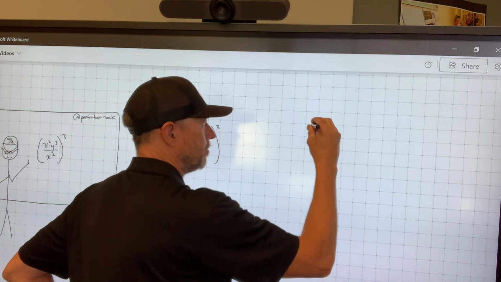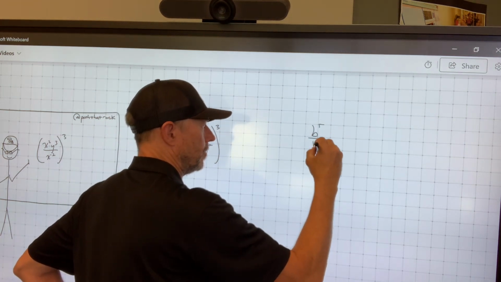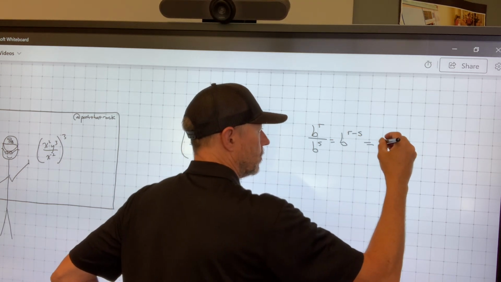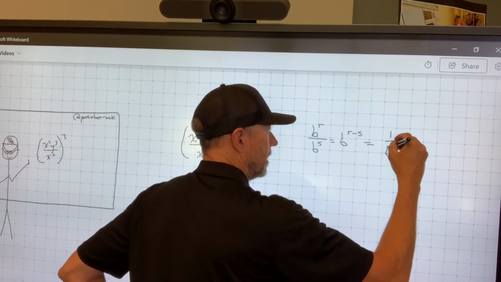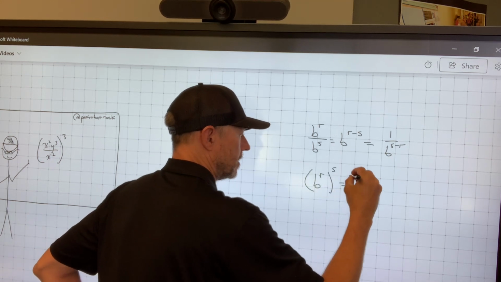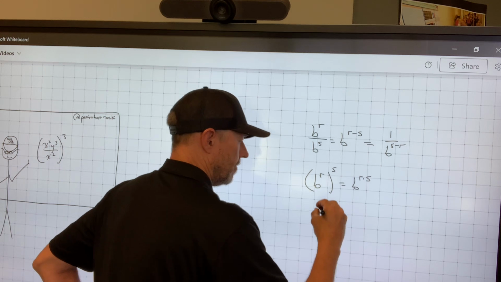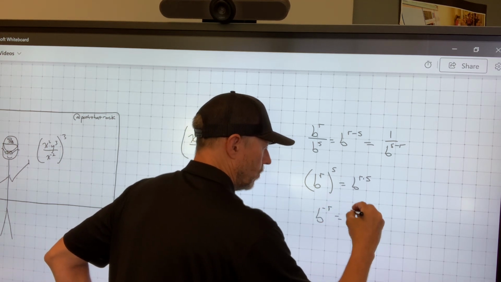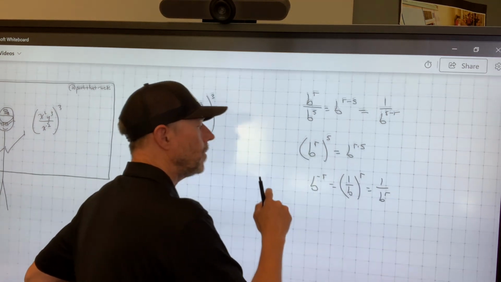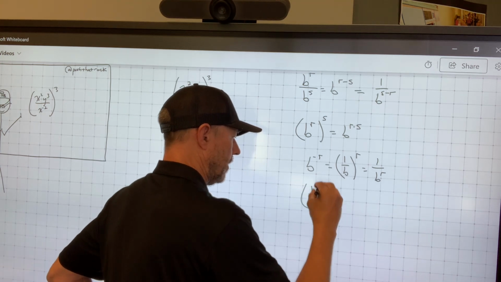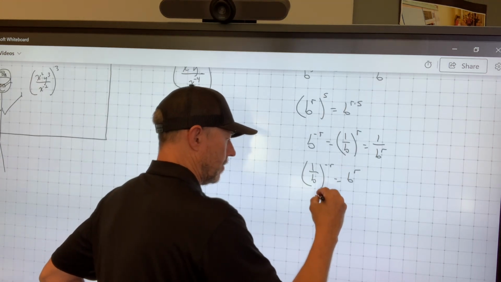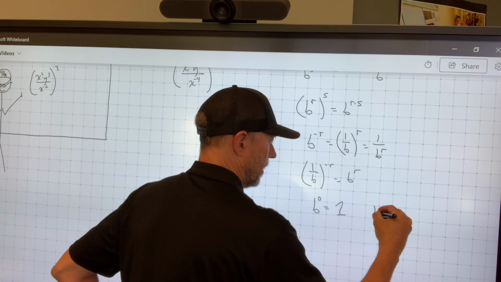The rules are, if you have some base raised to the r over that same base to the s, that's the base raised to the r minus s, or it's also equal to 1 over the base to the s minus r. If you have the base raised to the r raised to the s, that's the base to the r times s. If you have the base raised to the negative r, then that's 1 over the base raised to the r, or 1 over b to the r. Likewise, if I have 1 over b raised to the negative r, that is just b to the r. And if I have b to the 0, then that is equal to 1, provided that b does not equal 0.